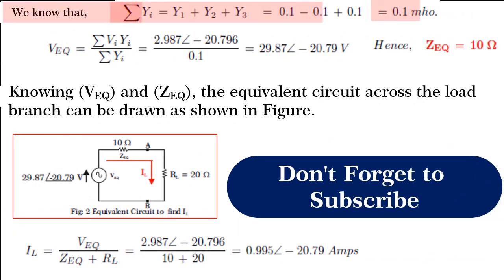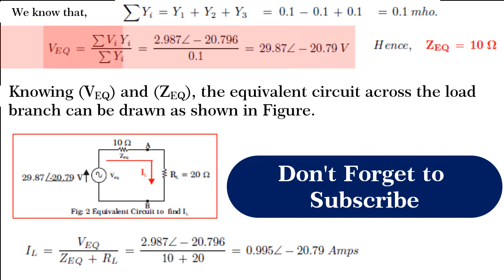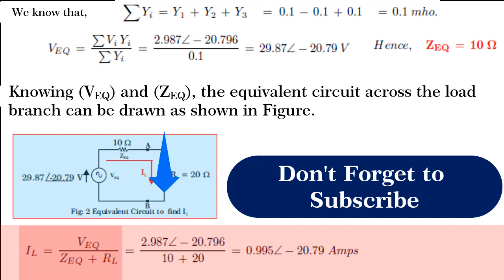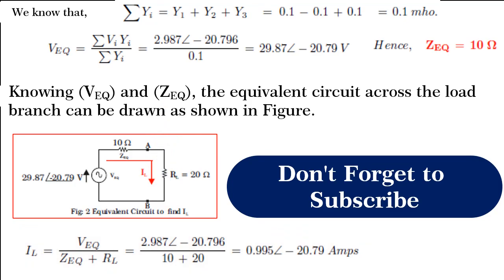Friends, we know that summation of Yi is equal to 0.1 mho and Z equivalent is equal to 10 ohm. But V equivalent is equal to summation of Vi Yi divided by summation of Yi. By substituting the values, we get V equivalent is equal to 29.87 angle minus 20.79 volts. Knowing V equivalent and Z equivalent, the equivalent circuit across the load branch drawn is shown in figure. From the equivalent circuit, IL is equal to V equivalent divided by Z equivalent plus RL. By substituting the values, we get IL is equal to 0.995 angle minus 20.79 amperes. Friends, it is so simple, isn't it?